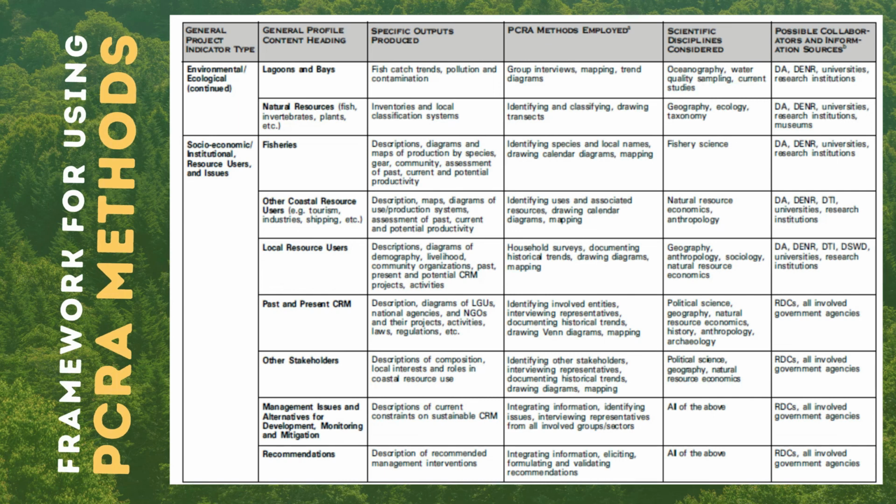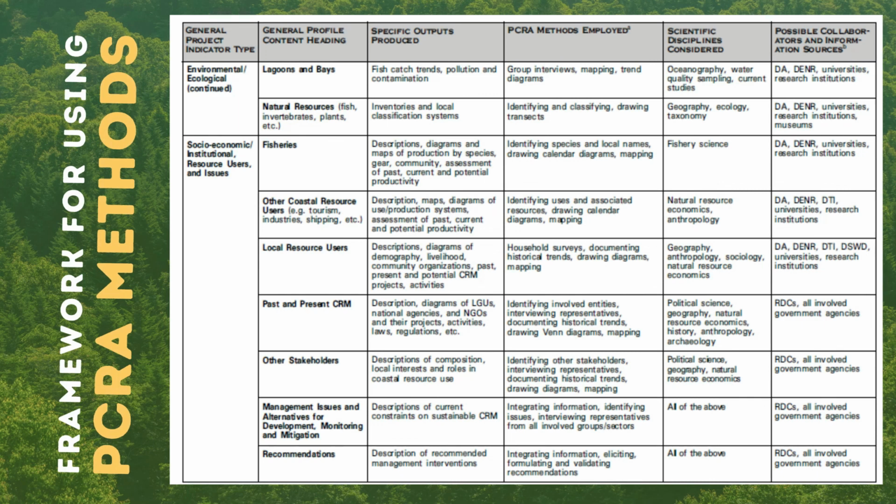So specific outputs are still the same, such as the description and diagrams, including the LGUs, national agencies and NGOs and their projects, activities, laws, regulations, as well as the composition of local interests and roles in coastal resource use. We can also obtain data on the current constraints on sustainable coastal resource management, as well as recommend management interventions.